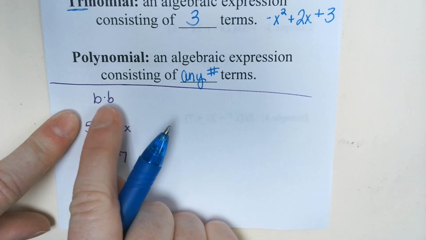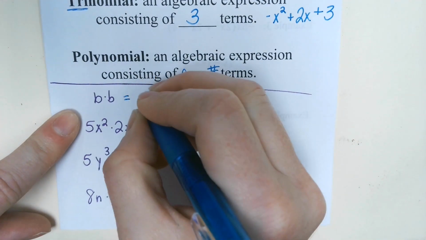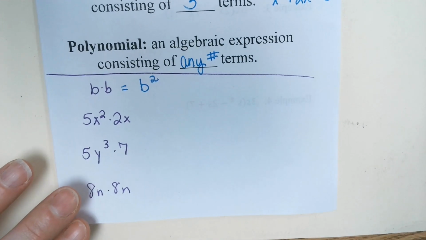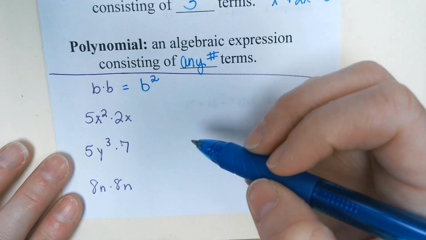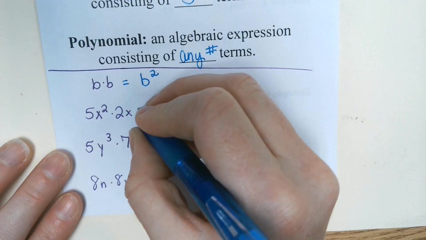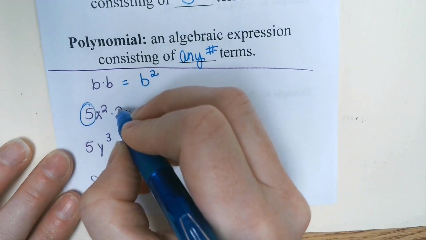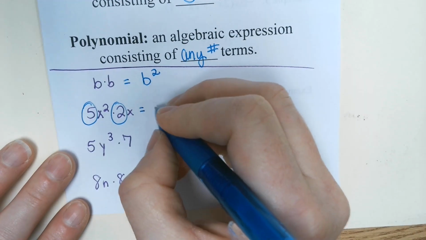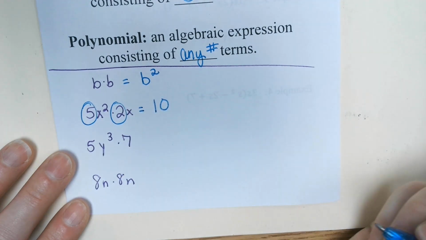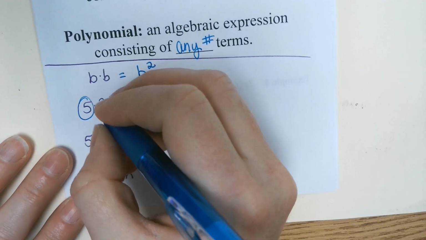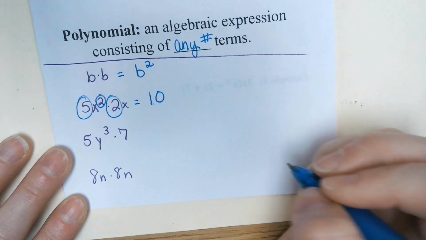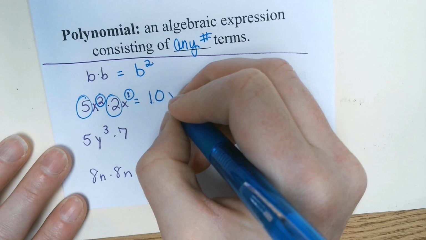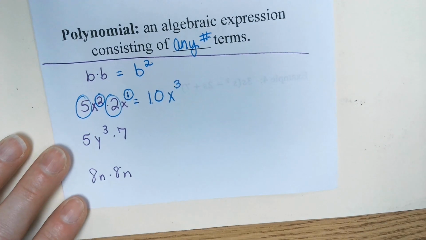So if I have b times b, that becomes b squared. If I have 5x squared times 2x squared, this was like y'all's warm-up, you multiply the numbers, 5 times 2. Then you add your exponents. So that would be x squared and x to the first. We would add those. So that's x to the third power.